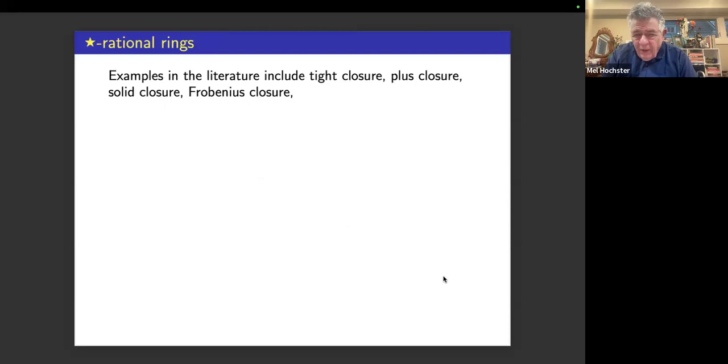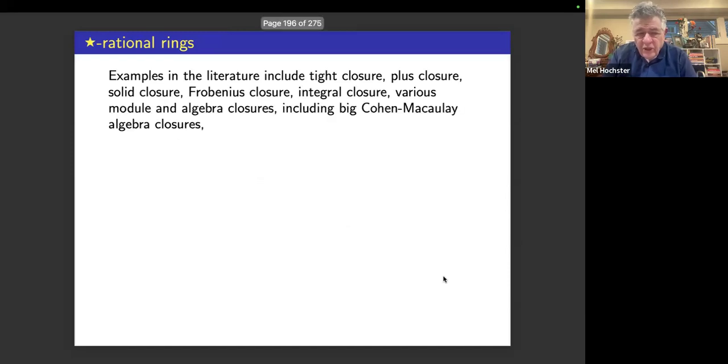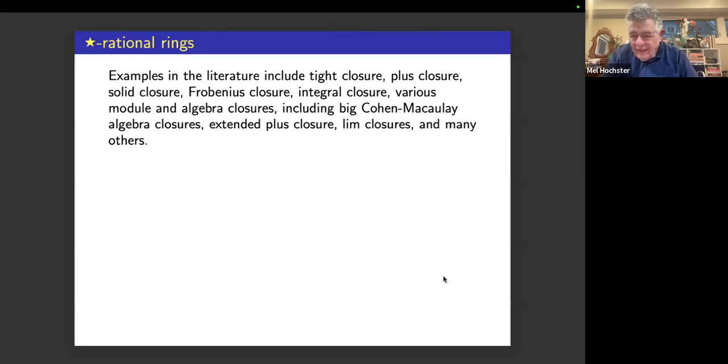So examples of closures that satisfy these are tight closure, plus closure, solid closure, Frobenius closure, integral closure of modules, at least for some definitions. There are a lot of different definitions for that one, and various module and algebra closures, including big Cohen-Macaulay algebra closures, extended plus closure, and limit closures that Bhatt, Baudin, Lin, Ma, and I have recently introduced, and many others.